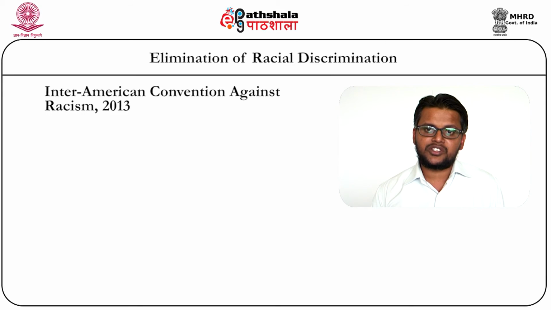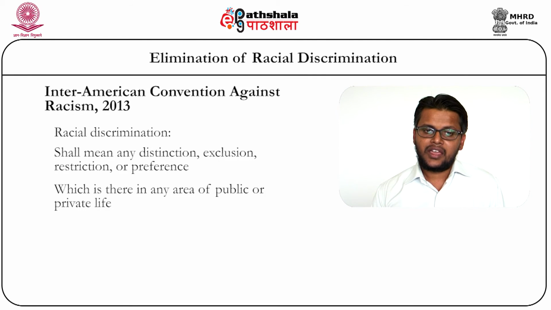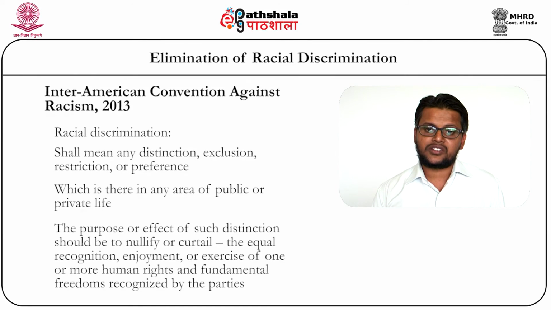Coming to the Inter-American Convention Against Racism 2013, as I already mentioned, it is not yet in force. Now, it defines racial discrimination as any distinction, exclusion, restriction or preference. These are 4 grounds which it provides: distinction, exclusion, restriction and preference. It has to be there in any area of public or private life, and the purpose or effect of such distinction should be, number 1, either to nullify, or number 2, to curtail what? The equal recognition, enjoyment or exercise of one or more human rights and fundamental freedoms recognized by the parties.